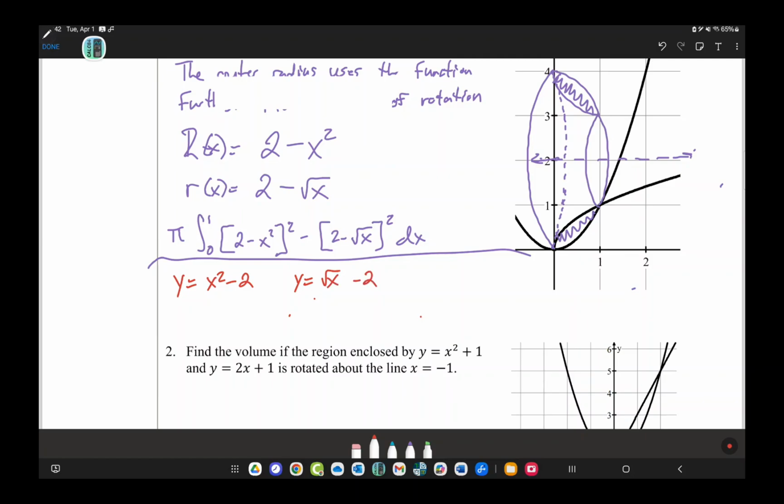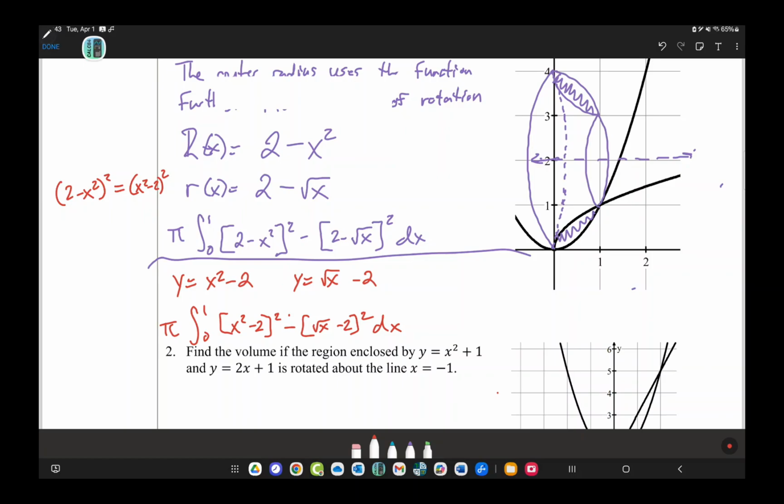In those cases, we would have pi times the integral from 0 to 1. What function is furthest from the x-axis? It would still be x squared minus 2. So that would be (x squared minus 2) squared minus (square root of x minus 2) squared. Like we said, if I square 2 minus x squared, is that equivalent to x squared minus 2 squared? Are they the same thing?